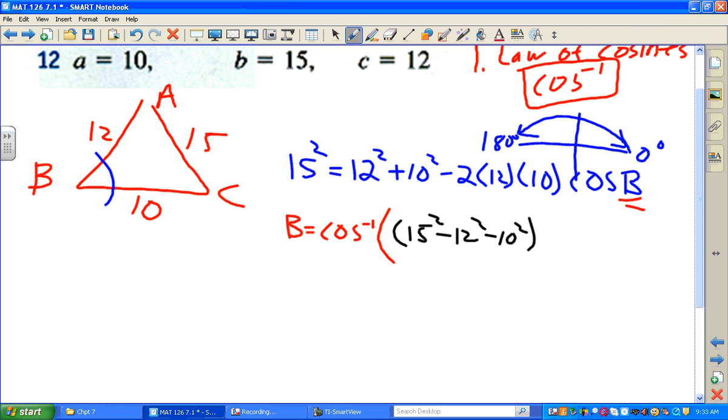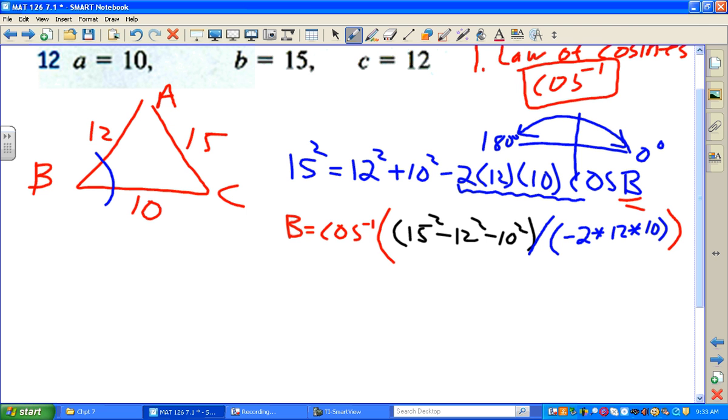Anything not multiplied but added gets subtracted first when you're solving. It's the inverse. Then you get another set of parentheses divided by this. Because these are all multiplied together by cosine, so the only way to undo multiplication is division. So you divide by negative 2 times 12 times 10, and you close that one off with the denominator. And don't forget, you got a parentheses back here for your inverse cosine.